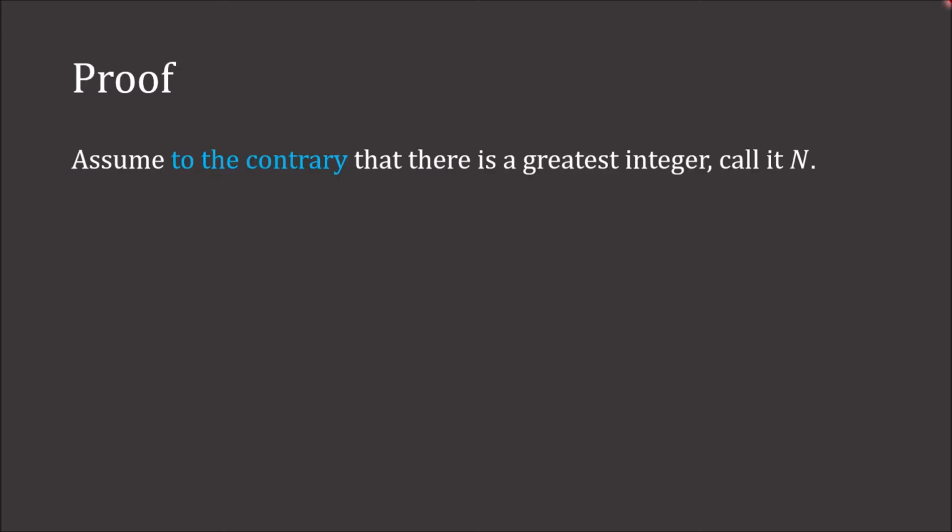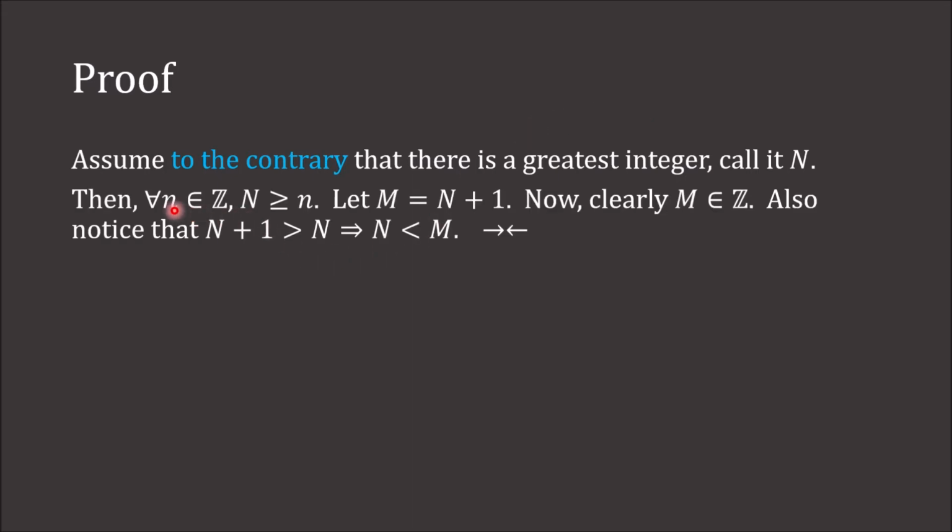So assume to the contrary that there is a greatest integer. Call it N. Right? So remember, the original statement was that there is no greatest integer. So we're assuming the negation: there is a greatest integer. Well, what this means is for all integers little n, we must have big N greater than or equal to little n.